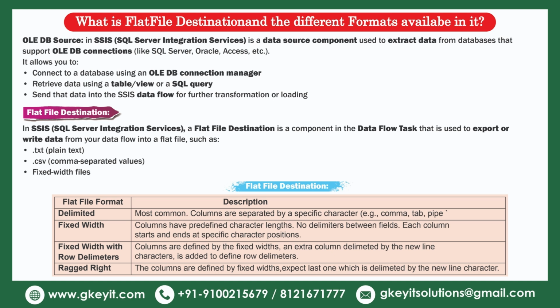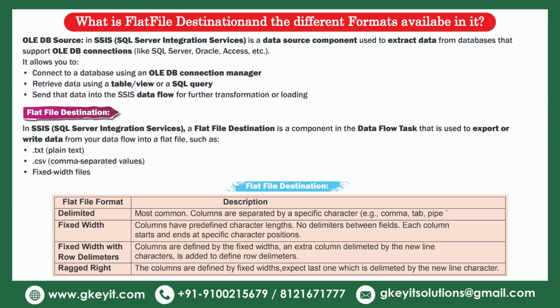First one would be delimited file. It is the most common. Columns are separated by a specific character, that is comma, tab or pipe. And next one would be fixed width file. Here columns have predefined character lengths, no delimiters between fields. Each column starts and ends at specific character positions.